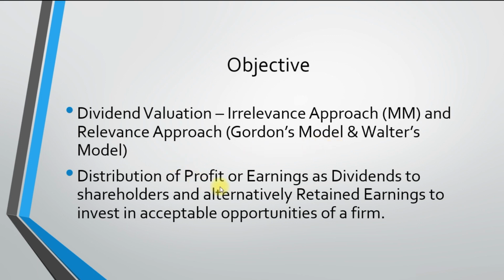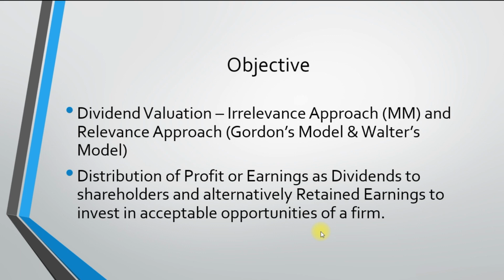We'll also see distribution of profits or earnings as dividends to shareholders and alternatively retained earnings. So the distribution of profit or earnings can be made as dividends to shareholders, or alternatively it could be retained within the firm so that the firm can invest in acceptable opportunities going forward. So which approach is taken decides how exactly the dividend valuation method progresses. So we'll discuss a little bit about that.